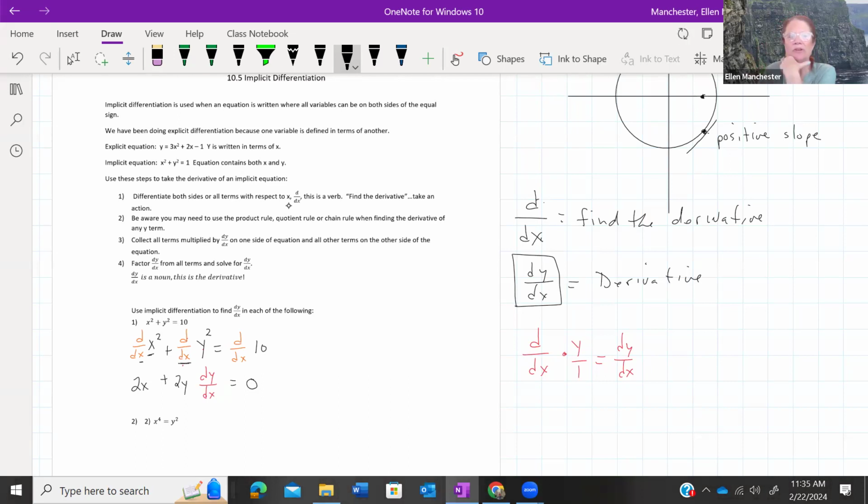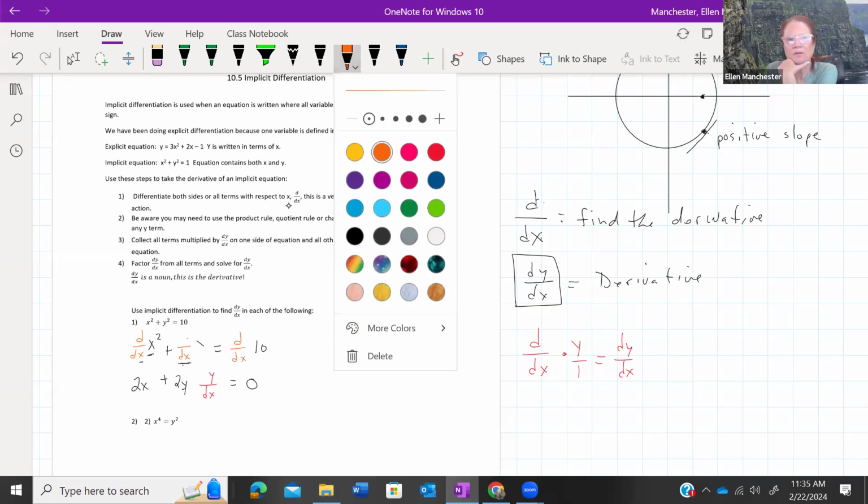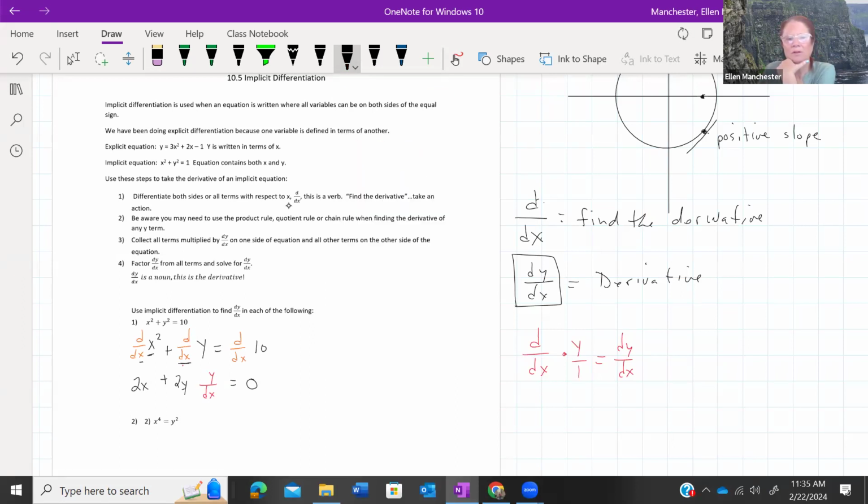Okay, so let me walk through it one more time. I'm going to find the derivative in terms of x of every single term. My first term, x squared, my variables are the same, so I'm just using the power rule. My second term, my variables are different, so I'm going to use the chain rule and implicit differentiation. So derivative of y squared is 2y. I peeled that 2 off, and what's left is dy over dx. Okay, and then the derivative of 10 is just 0.